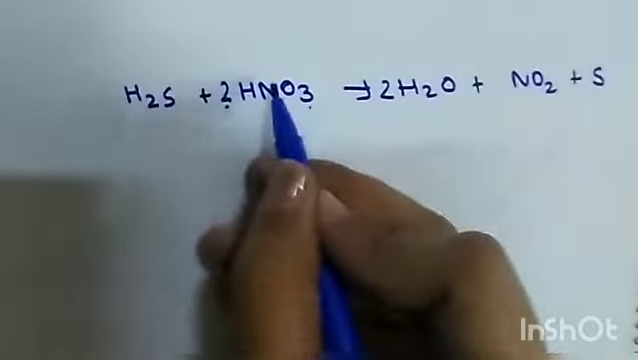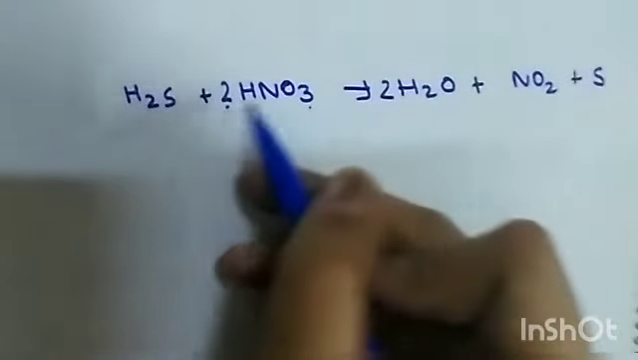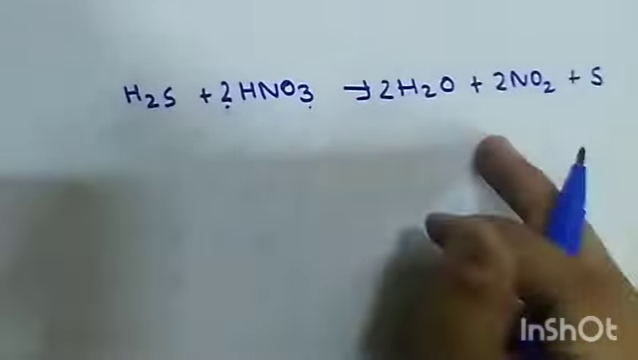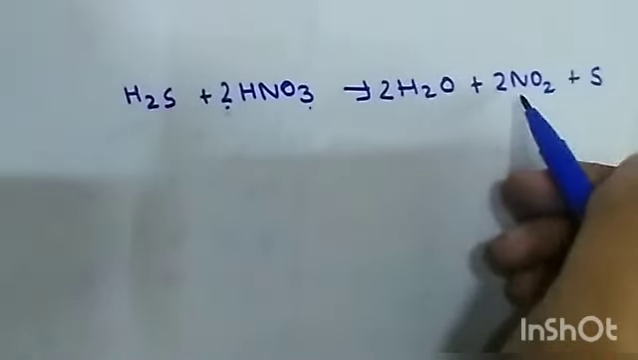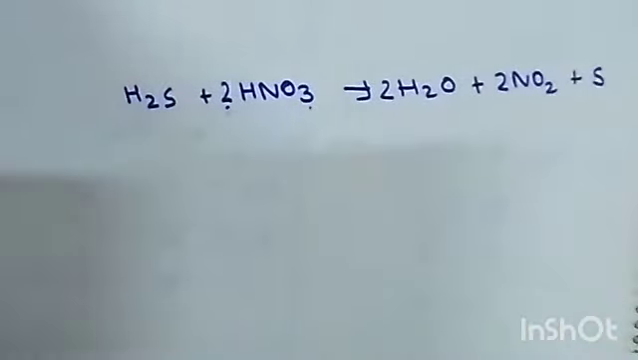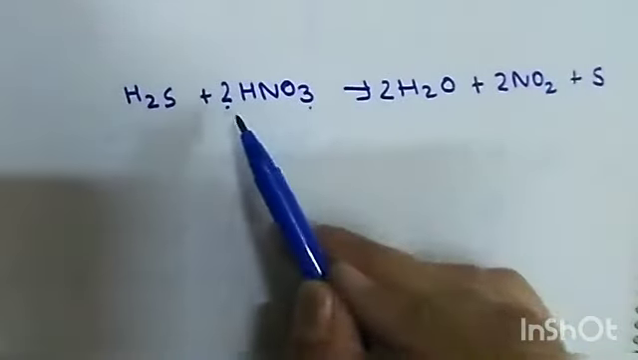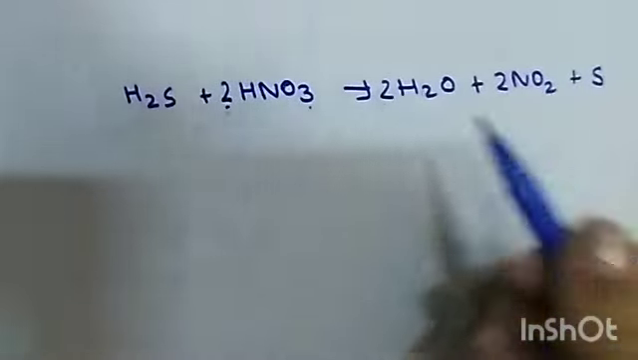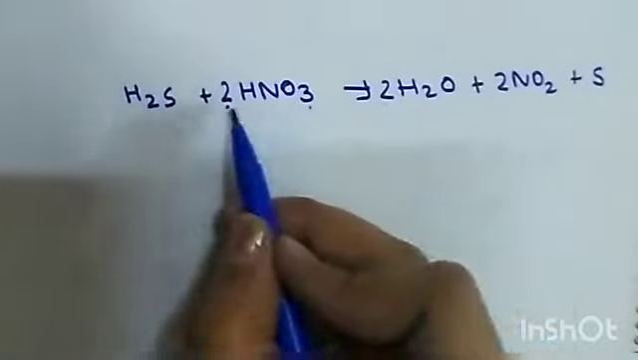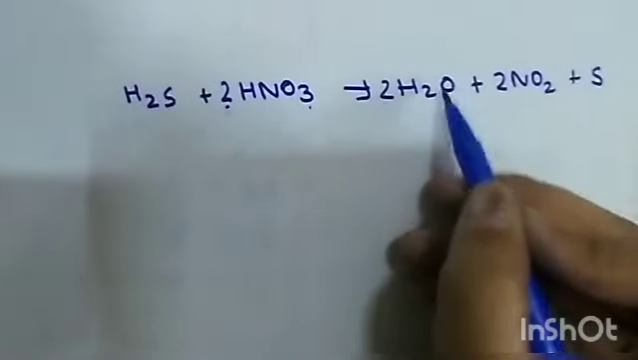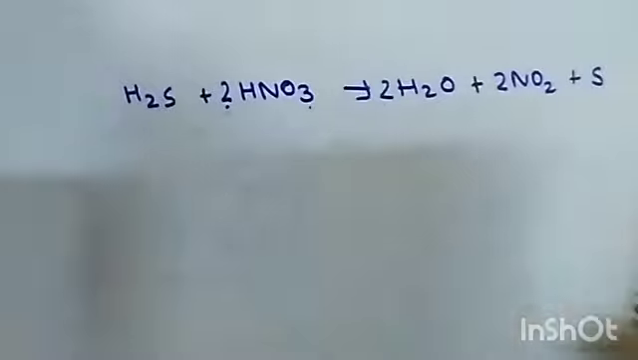Now N would become 2, right? So here also let's multiply by 2, so N has become 2 here also. Now let's count. H is 2 here and H is 2 here also, so 2 plus 2 is 4. Here H is also 4. Now 3 into 2 is 6, and on the other side 2 into 2 plus 2 into 1 gives 6. So oxygen is also balanced, and the reaction is balanced.